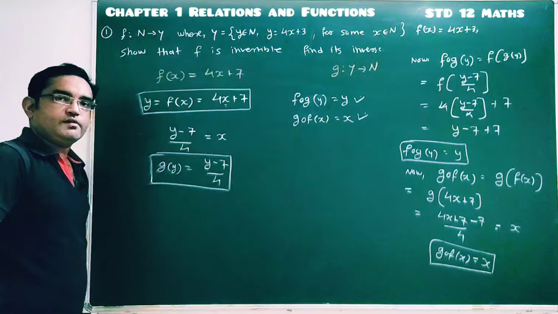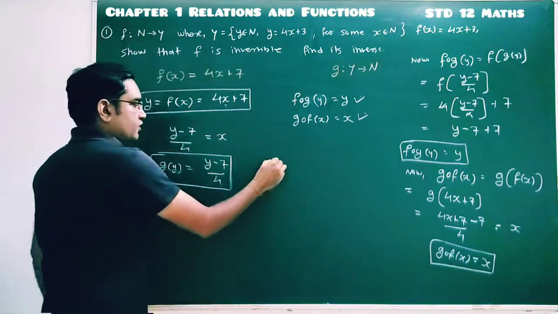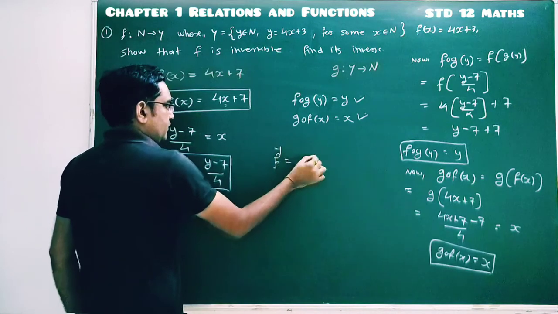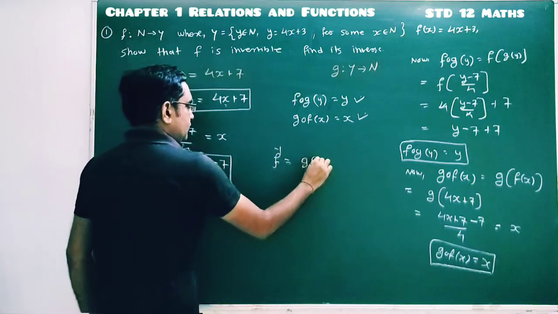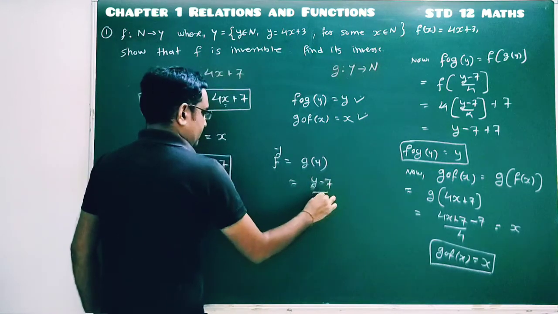Done. So both conditions are satisfied. Then what we can say is that function g is nothing but the inverse of function f. So f inverse is nothing but g of y. This is equal to (y minus 7) by 4.